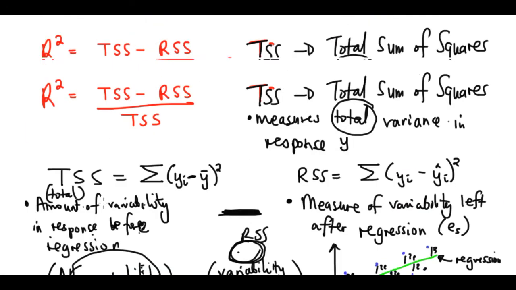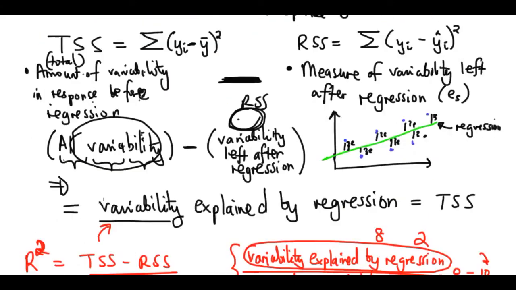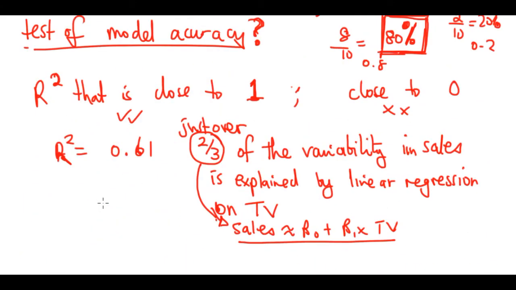What does that mean? This one here will always lie between 0 and 1. So you can see if it's close to 1, you're happy. If it's close to 0, you're sad. You know what I mean? So still the challenge is, okay, how close should it be to 1? What is a good, not RSE, what is a good R squared for you to be happy that the model is accurate?